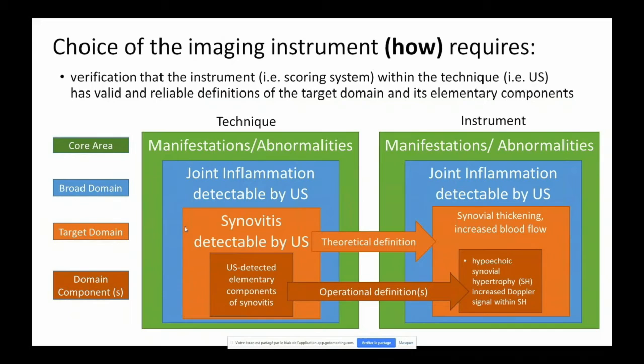So you can see that with this boxes approach, we can define clearly and simply the core area in which we want to apply our instrument. The broad domain of interest, in that case, is the inflammation. Then the target domain among this inflammation, for example, synovitis or tenosynovitis or whatever it is, according to the disease we want to study, and the domain components that we can measure by our instrument.